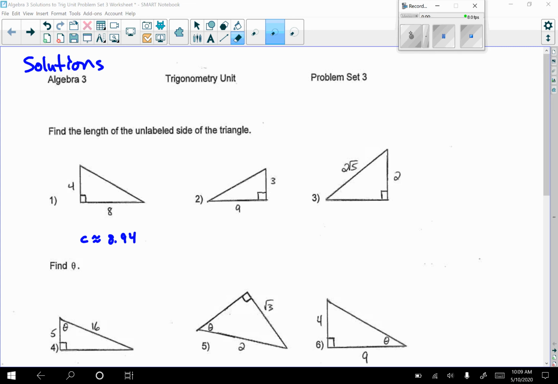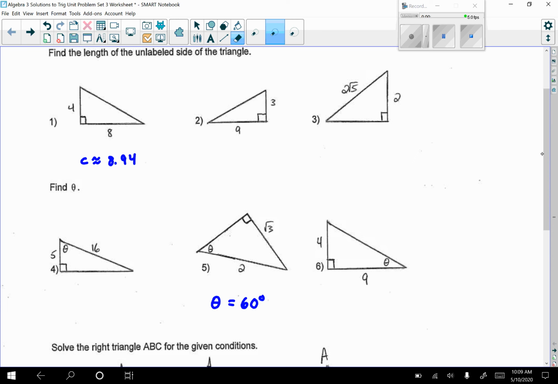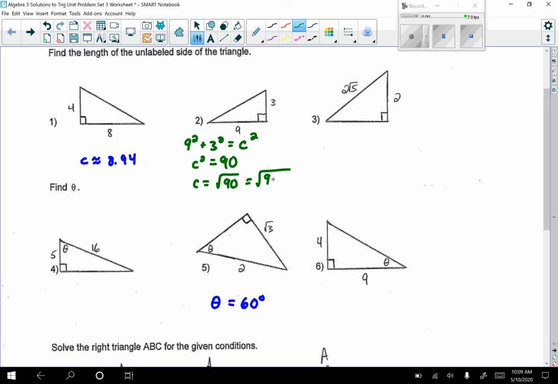All right, so for 1, 2, and 3, we just had to find the missing side. So this just requires the Pythagorean theorem. There's no indication that these are special right triangles. Just to show the work, in number 2, we have the two legs here, so we're going to say 9 squared plus 3 squared equals our hypotenuse, which I'll call c squared. 9 squared is 81 plus 9, so c squared is equal to 90. Then c is the square root of 90. I could simplify that by saying this is 9 times 10, so c is equal to 3 radical 10 is the exact answer, and this is approximately 9.49.